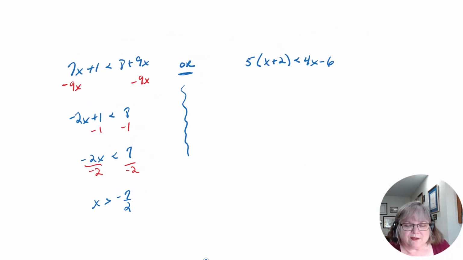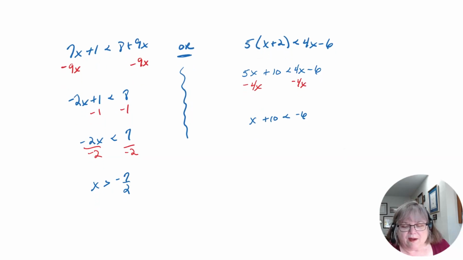All right, let's look over here. On the left-hand side, I can multiply through by this 5. So 5 times x, 5 times 2 is less than 4x minus 6. I want to get my x's on the left, just because it seems to be where people like to have them. And I kind of second that. So 5x's minus 4x's is x, plus 10 is less than negative 6. I want to get rid of the 10. I don't want it on the same side as my variables. So the opposite of add 10 is to subtract 10.